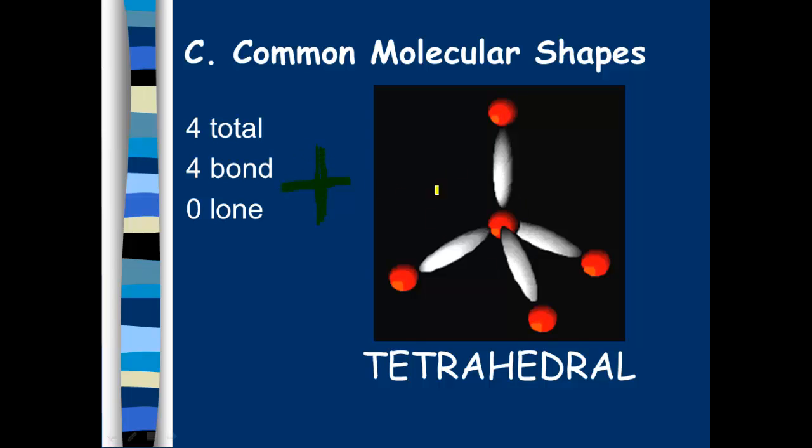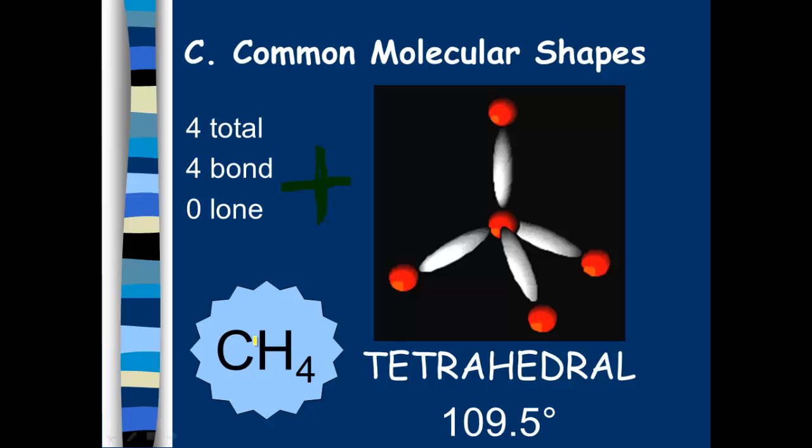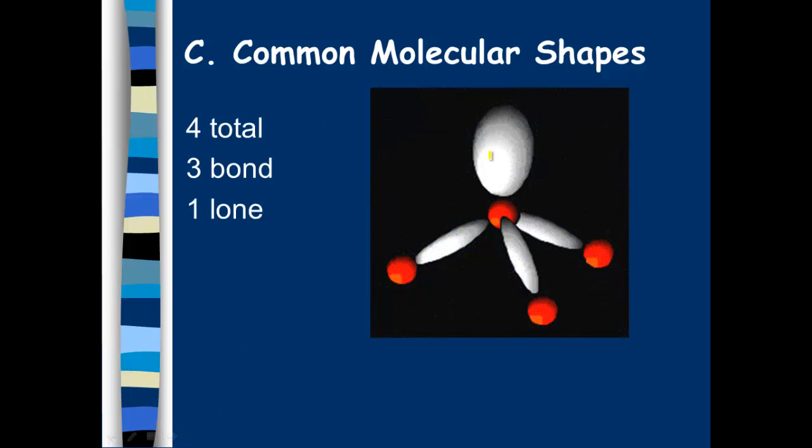However, the reality is if you look at it in 3D space, each bond angle is going to be 109.5. And we'll look at this in class to make sure that we can compare this, but this one's going to be 109.5. Methane is an example where you have a central carbon and 4 hydrogens coming off of it.